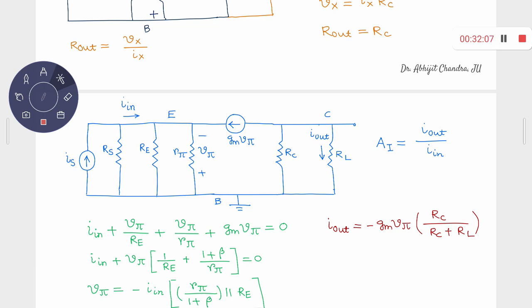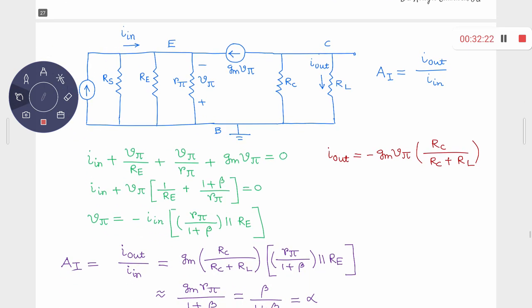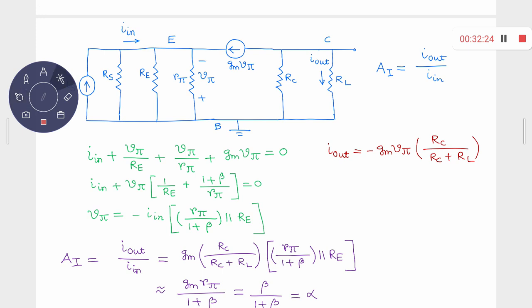Once again, I have to apply the KCL at this particular node. If I apply the KCL, then this is the expression: I in plus V pi upon RE plus V pi upon R pi plus Gm V pi, the summation of all these four currents equal to 0. And then from here, we can represent this V pi in terms of I in by virtue of this expression. And over here, this Gm V pi should be minus Gm V pi. And there is a division of current, the branching is there.